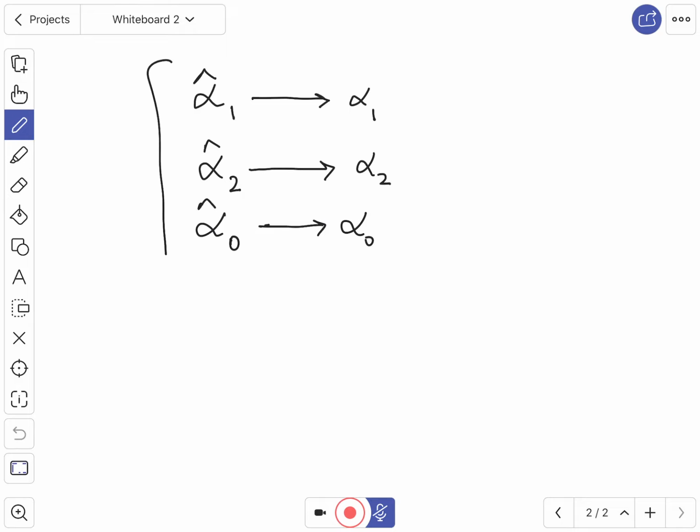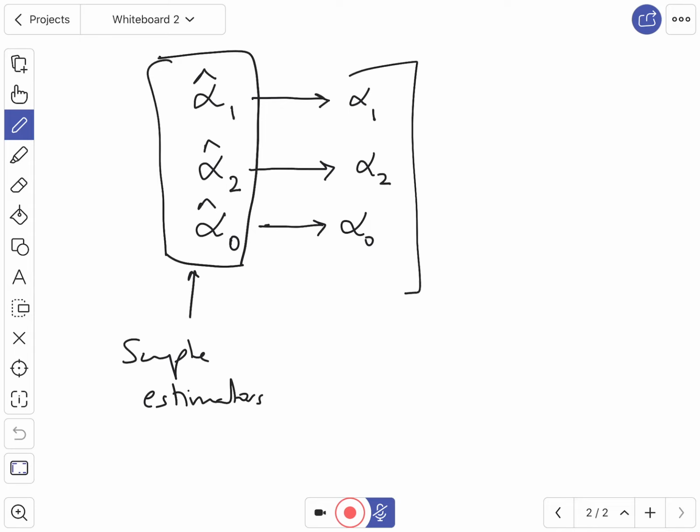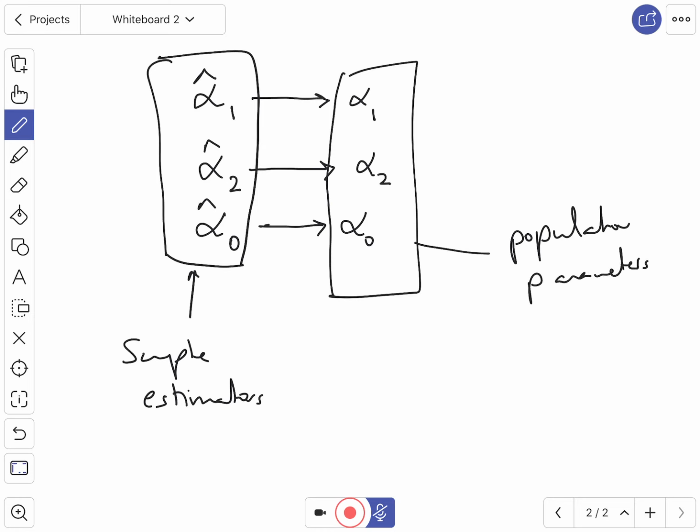So you try to get estimators, you call these sample estimators, and you call these the actual ones, or in statistics we call them population parameters, right? So here you're trying to estimate the parameters of the population. Let me give you an example.